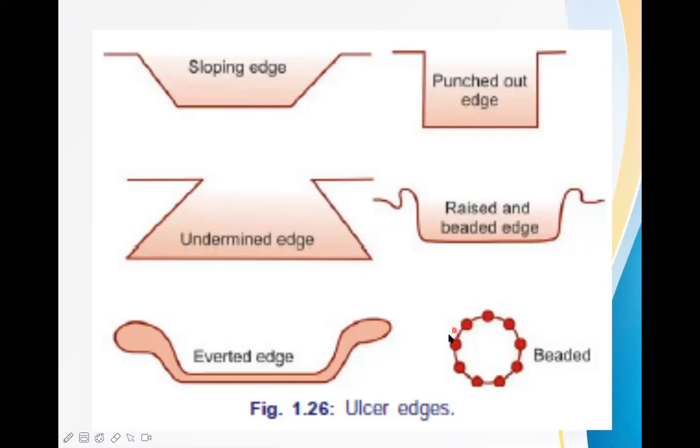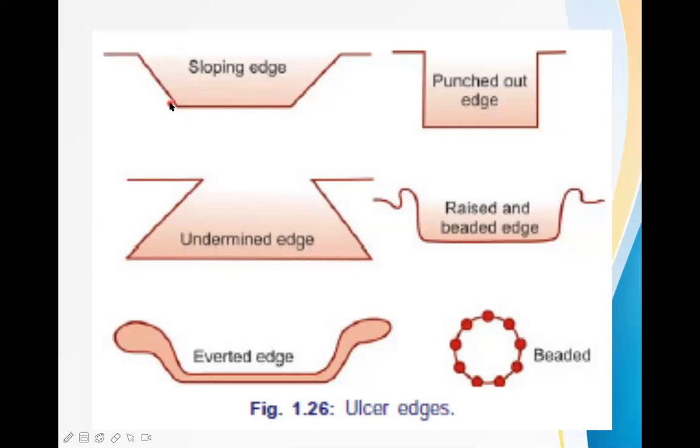Now this is a beaded edge, you can clearly see here. Beaded. We can see or palpate or feel it. Palpation is more important than inspection here. And this is called everted edge or rolling over edge. Everted or rolling over edges. Now, all of these are very important for you from the MCQ point of view, because different pathology or different diseases produce this type of ulcer.